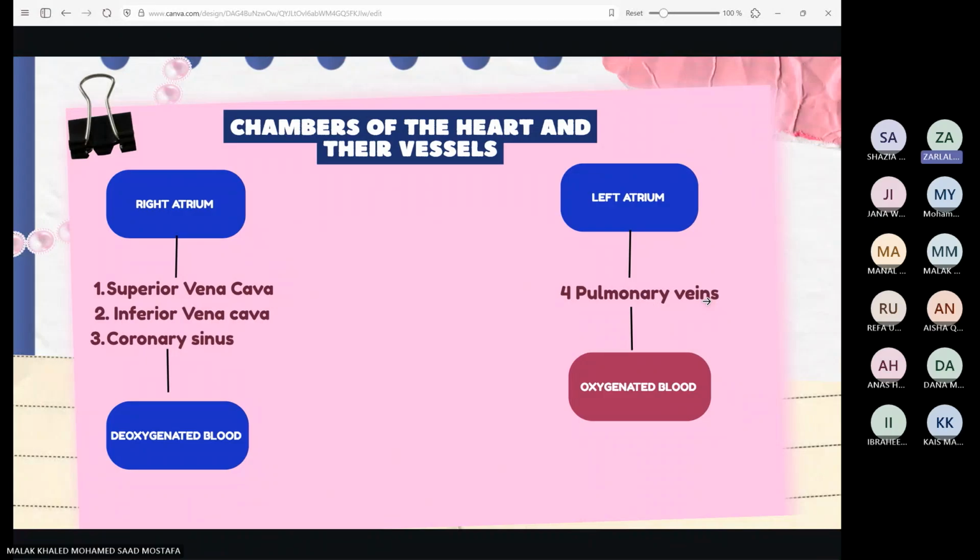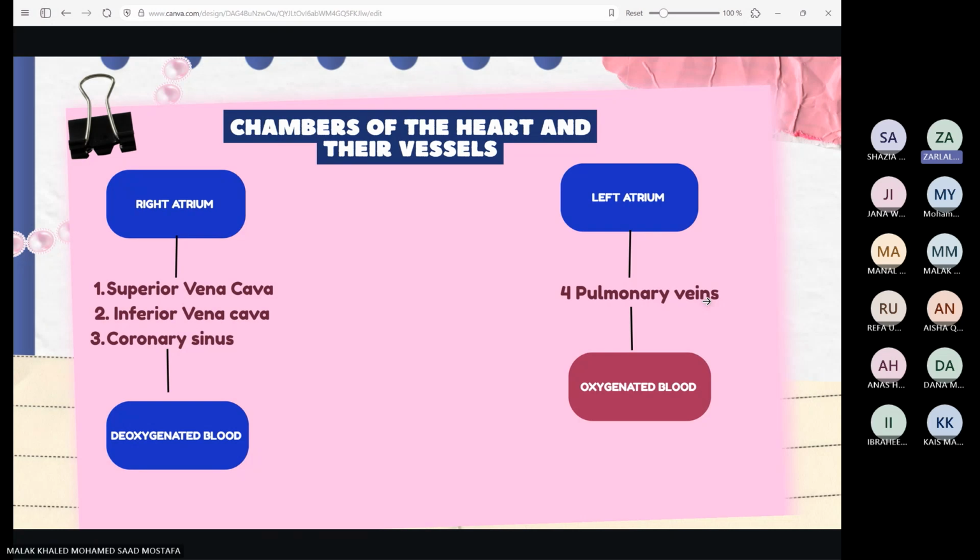We'll see what vessels each of the atria has. First, the right atrium has the superior vena cava, the inferior vena cava, and the coronary sinus. The superior vena cava drains blood from all of the structures above the diaphragm, and the inferior vena cava drains venous blood from all the structures below the diaphragm. So keep in mind superior, inferior. The coronary sinus drains blood from the myocardium of the heart itself into the right atrium. Keep in mind all these vessels drain into the right atrium and they have deoxygenated blood.